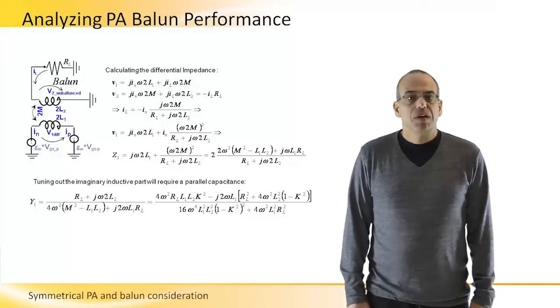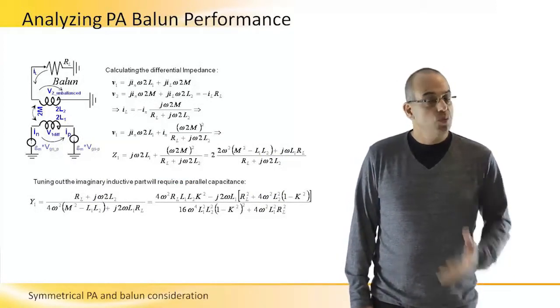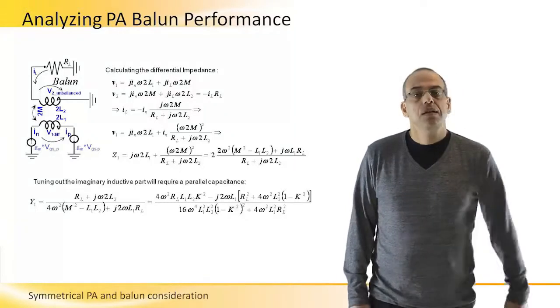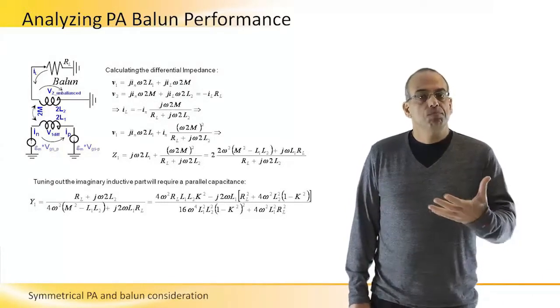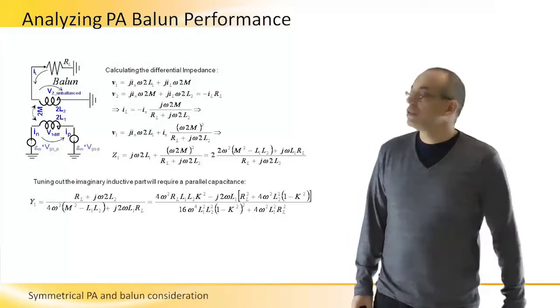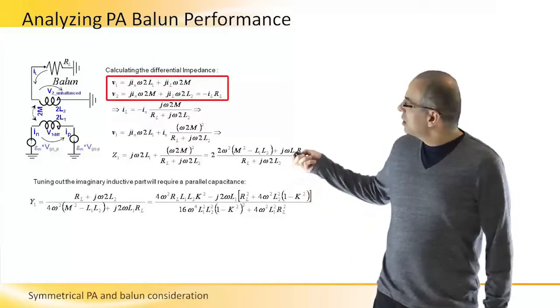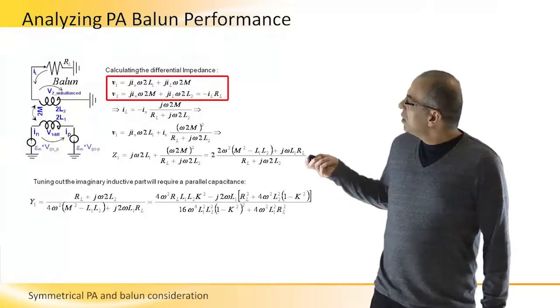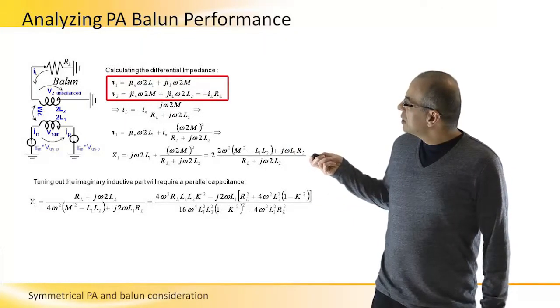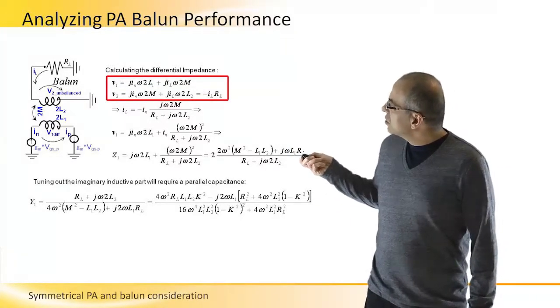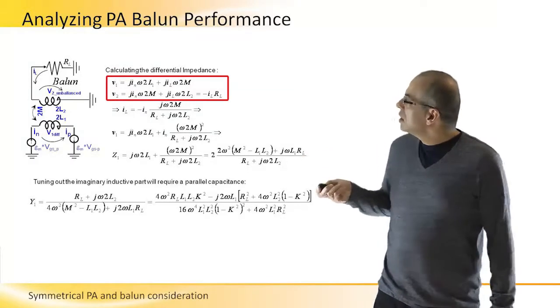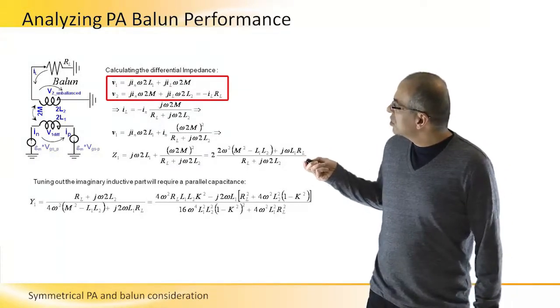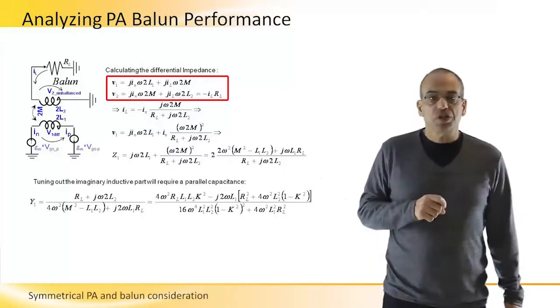Analyzing PA balun performance, we go back to the previous slide and use the expressions that we have introduced for coupled inductors. But for our case, we know that the inductors and the mutual inductance are really doubled. So we will just keep that in our expressions.